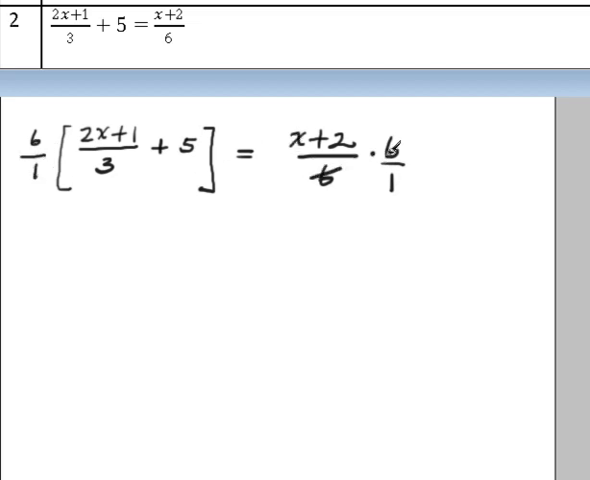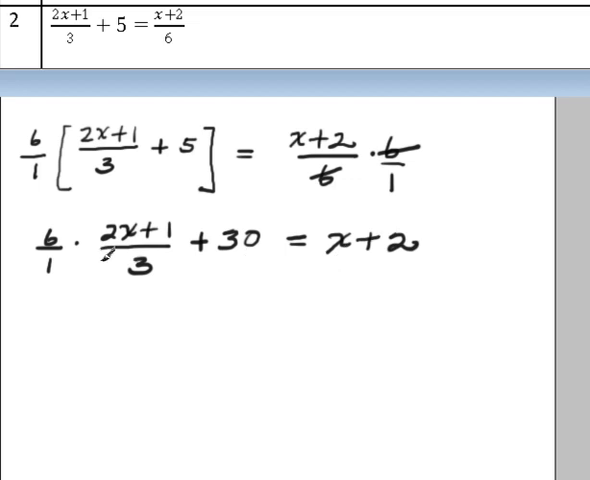All right, so here these 6's cancel. On the left-hand side, we have to first multiply through, distribute through before we do canceling here, because we want to make sure to multiply 6 times 5. Okay, so let's do that. So we have 6 over 1 times 2x plus 1 over 3 plus 5 times 6, that's 30, is equal to x plus 2. All right, now let's divide 3 into 6.